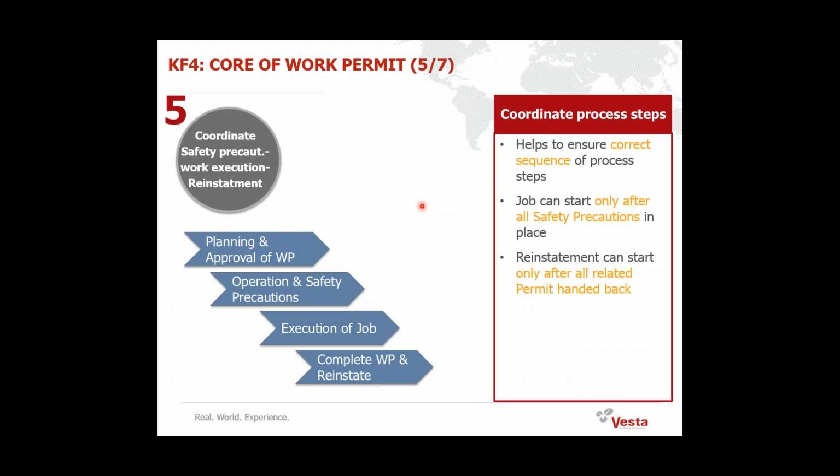Number 5, coordinate safety precaution, work execution, and reinstatement. James also pointed to this. First you have your planning and approval of your work permit, then operation and safety precautions are put into place when everything is safe, locked out, tagged out, things like that. Someone can safely start on the execution of the actual job in your work order, and when he's finished, the work permit is completed, handed back, and after the precautions are removed again, the system can be reinstated.